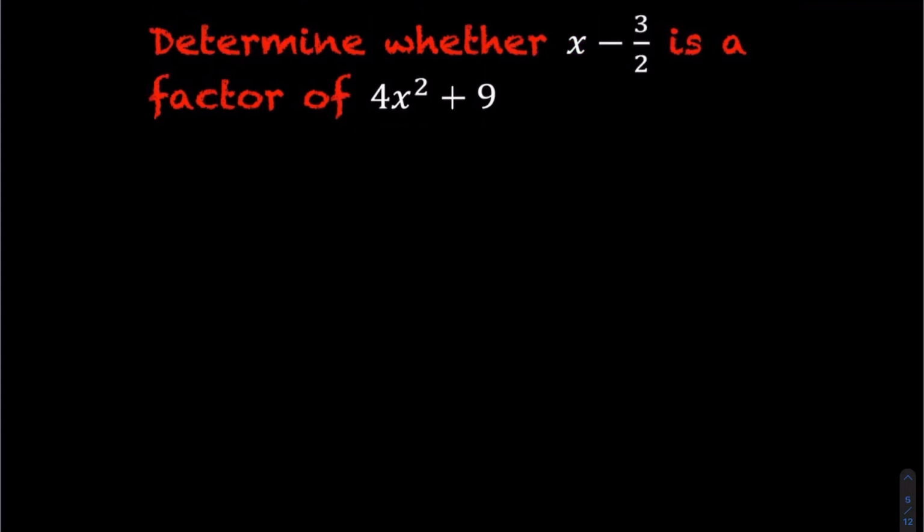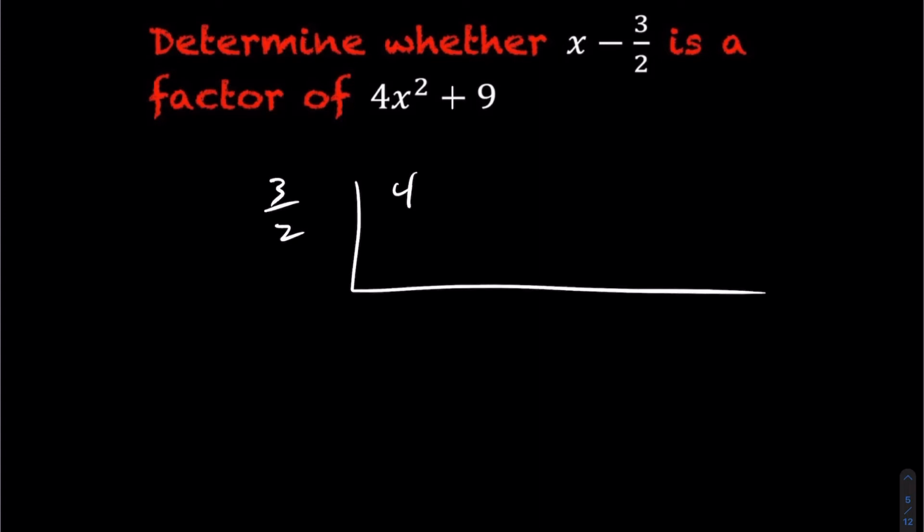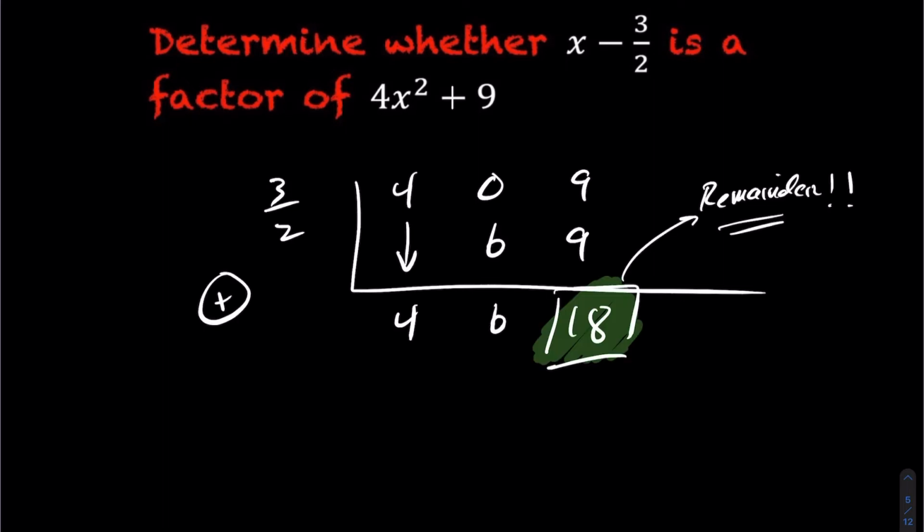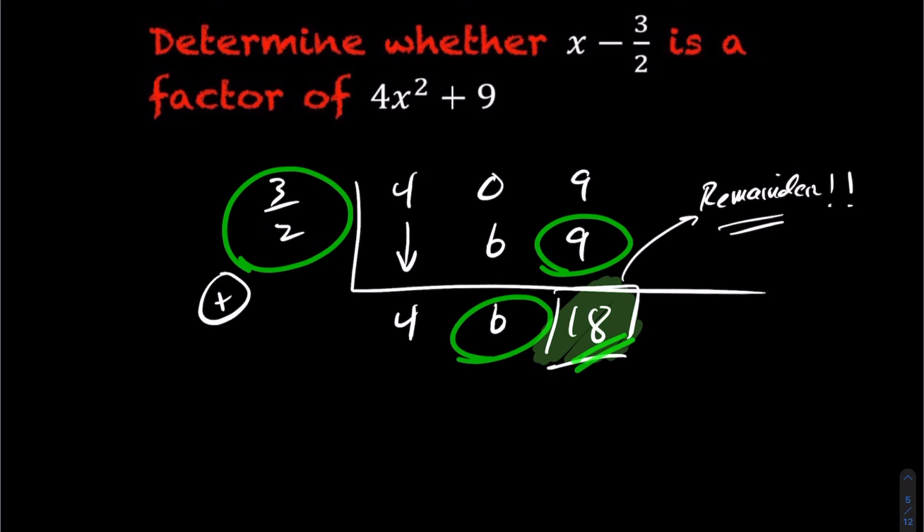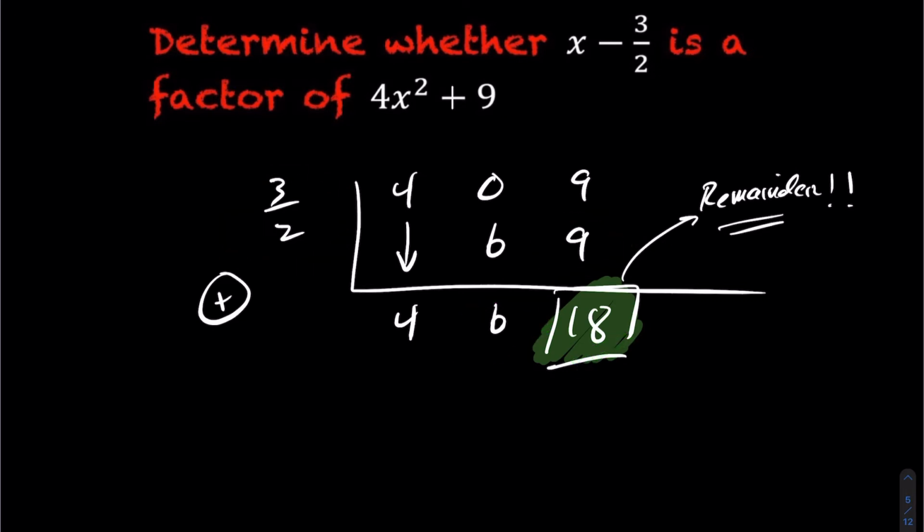For the next example here, we want to determine, is x minus 3 halves a factor of 4x squared plus 9? Well, again, the same idea. You find the root of your divisor, which is 3 halves, write down your coefficients here, and then we go through the synthetic division process. So going through the synthetic division process, the remainder becomes 18 here. Again, how I got that: you always drop down the 4. 4 times 3 halves is 6. Adding, we get 6. Then 6 times 3 halves is 9. And adding, we get a remainder of 18. So our remainder here is not equal to 0. So therefore, x minus 3 halves is not a factor of 4x squared plus 9.